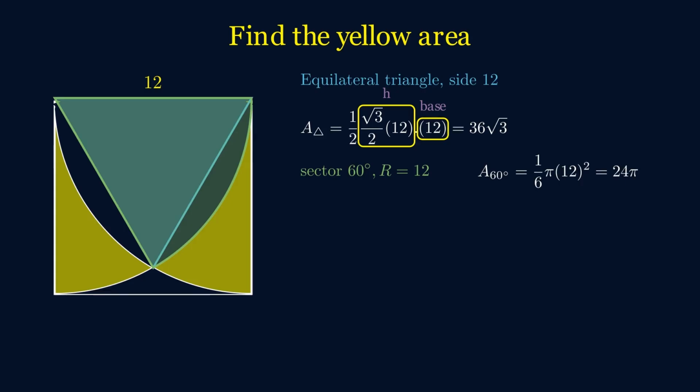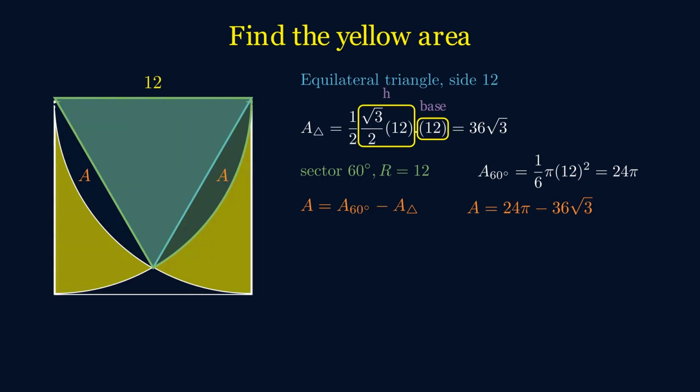Now compare that 60-degree sector and the blue triangle we just found. If you look at the picture, one of those little curved wing pieces is the sector minus the triangle mirrored. So let's call the area of that curvy gap A. A equals the area of the 60-degree sector minus the area of the equilateral triangle. So A equals 24 pi minus 36 times square root of 3.